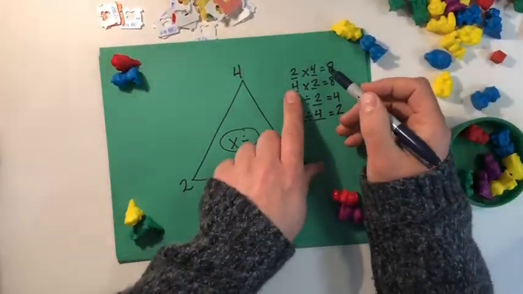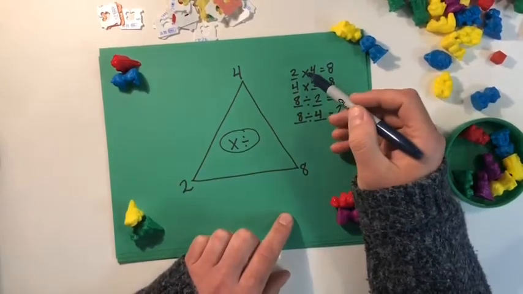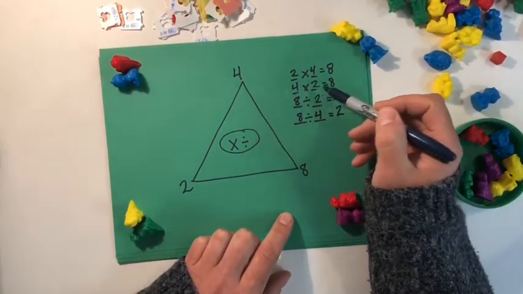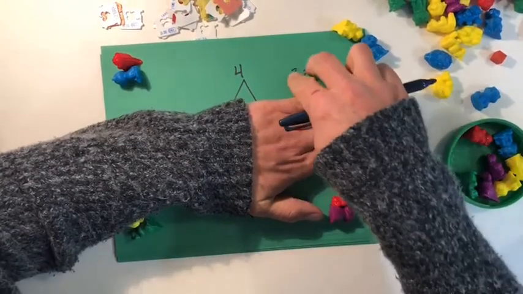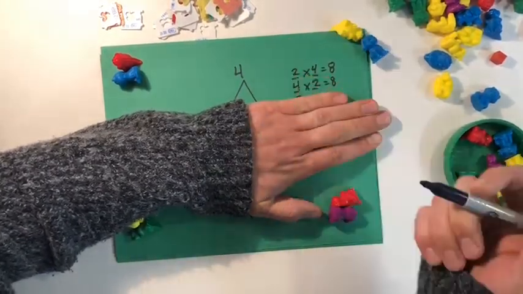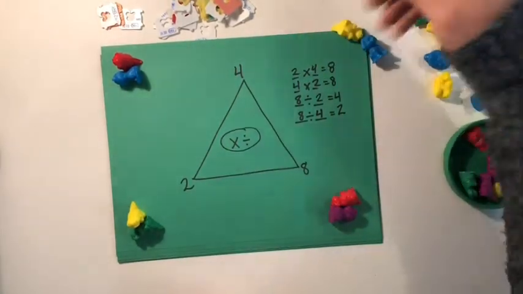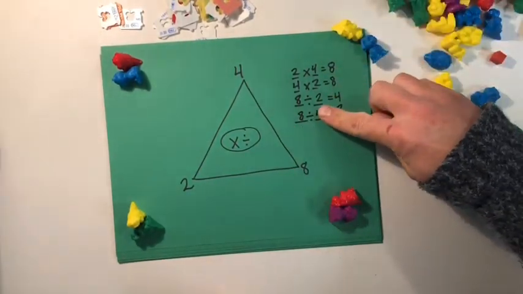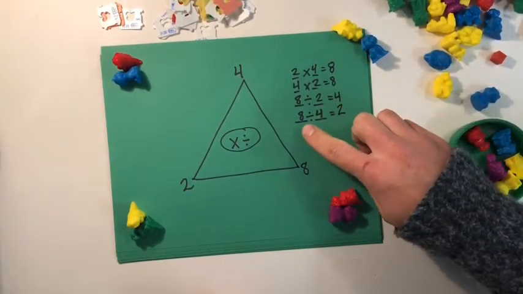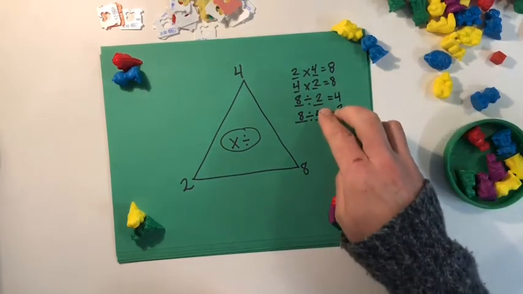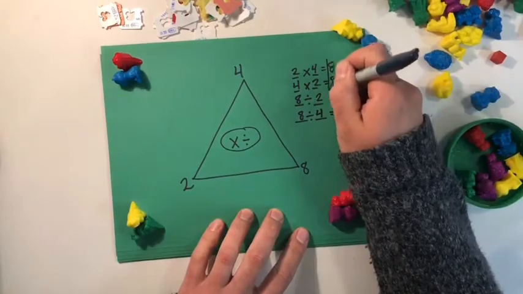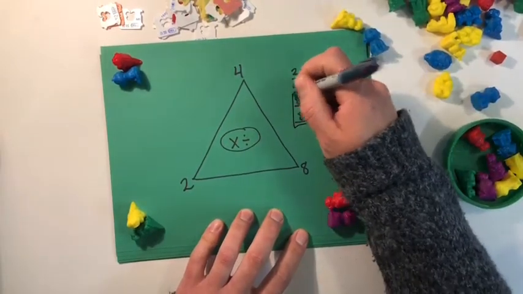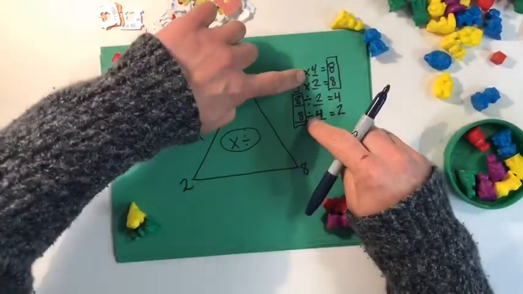So now we have 4 problems. 2 times 4 equals 8. 4 times 2 equals 8. If we simply look at that, all that's happened here is these numbers have flipped. 8 divided by 2 is 4, and then 8 divided by 4 is 2. Same thing, the 4 and the 2 have flipped. So the one that's not flipping is the 8. It only moves when we switch the operation.